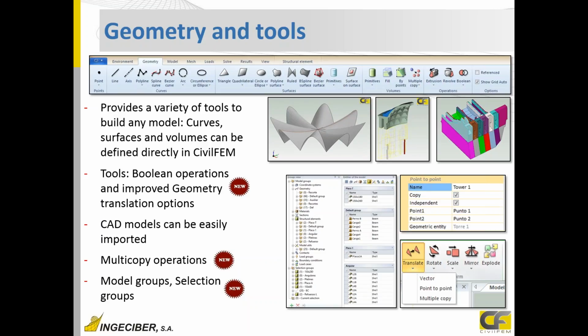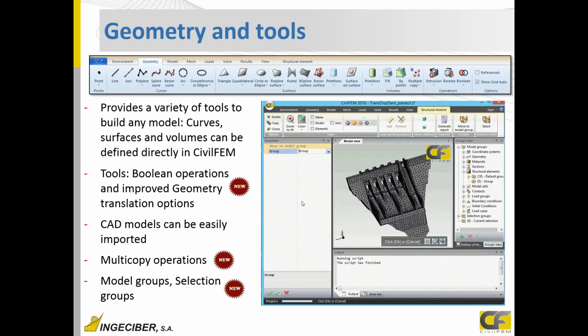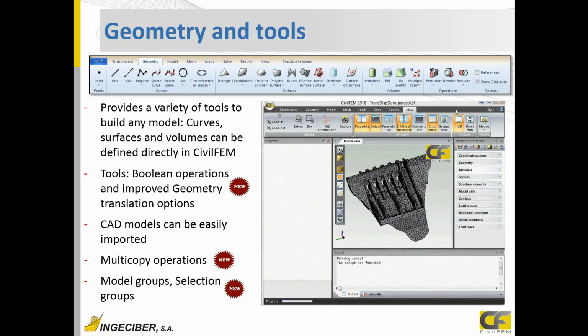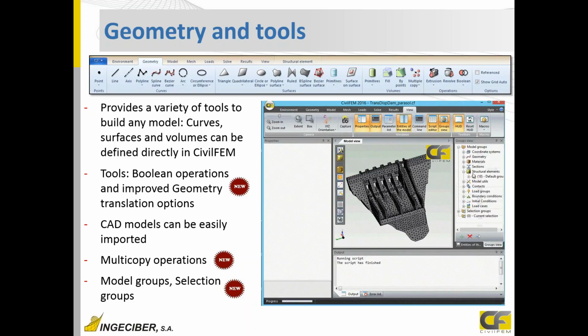We have included a new multi-copy operation option, so you can create multiple copies of elements, and you can choose if they are independent from the original one. And we have included a new model group selection and selection groups options. Now, this is an animated example of these new features.